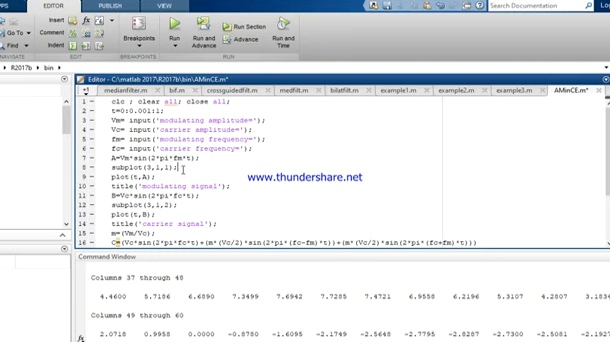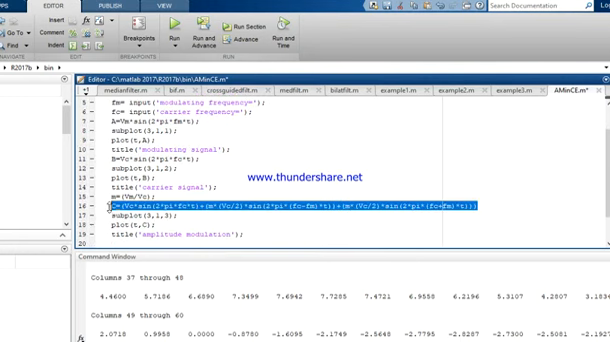So the first output is the modulating signal, the second output we are going to generate is the carrier signal, and third we are going to generate the amplitude modulation, that is the AM wave. So we require 3 outputs, that means 3 different figures. How can we plot those 3 different figures in a single command window? For that we require a subplot command.